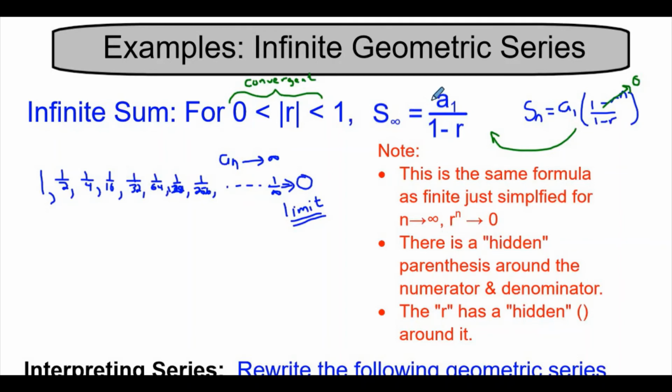Keep in mind there's a hidden parentheses around the numerator and denominator. And very important is to keep in mind that the r value has a parentheses as well, because all these r values are going to be fractions or decimals between 0 and 1. So that extra parentheses is super important.